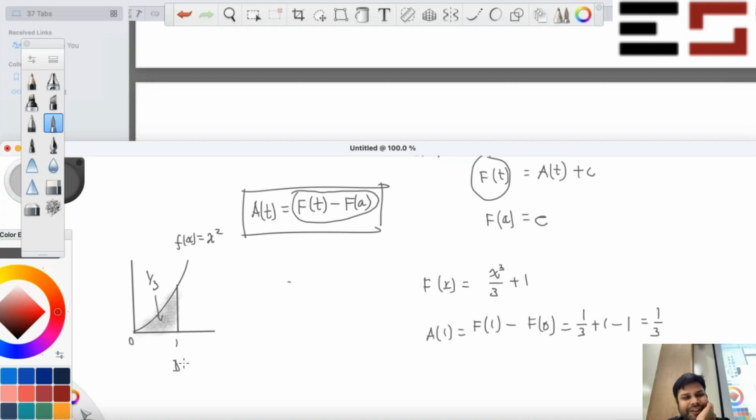So definite integral. Suppose you want to find the definite integral from a to b of f(x) dx. Basically it turns out that it is equivalent to finding the area below the graph of the small f function between a and b. It is equivalent to that.